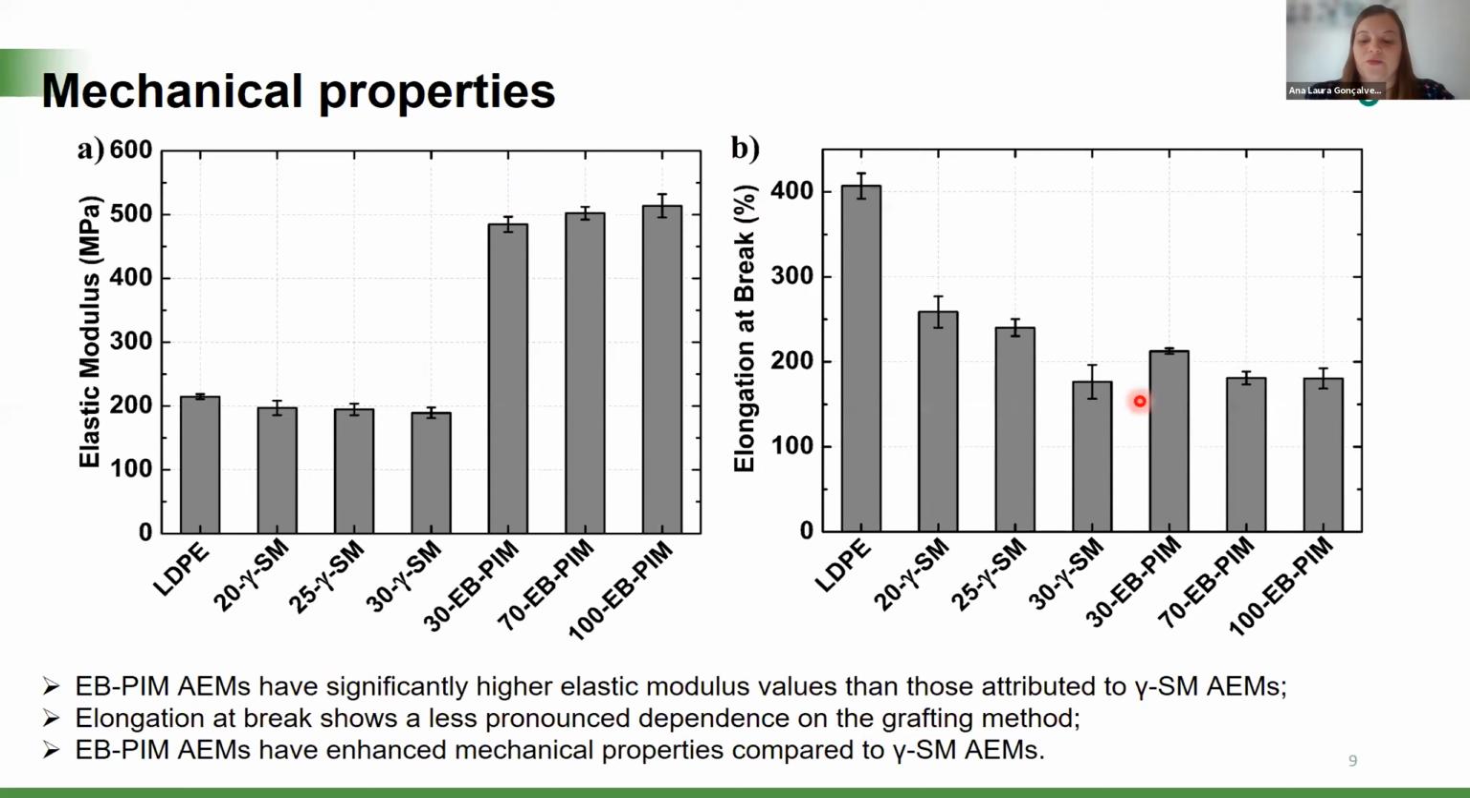The elongation at break shows a less pronounced dependence on the grafting method. This indicates that the reinforcement provided by the cross-linking in the pre-irradiated membranes did not make the samples fragile, preserving their elongation capacity. So we have enhanced mechanical properties in this case.